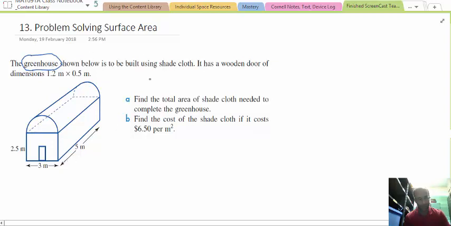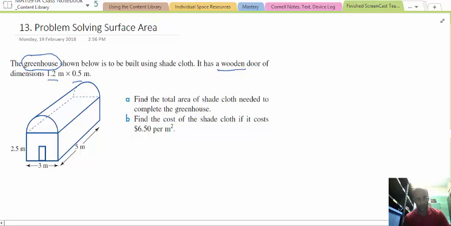Now we have to work out how much shade cloth. Okay, so shade cloth, you probably know that it's that semi see-through nylon stuff, and it has a wooden door there. Okay, its dimensions are 1.2 times 1.5. Notice that it is a wooden door. Shade cloth is not wood.